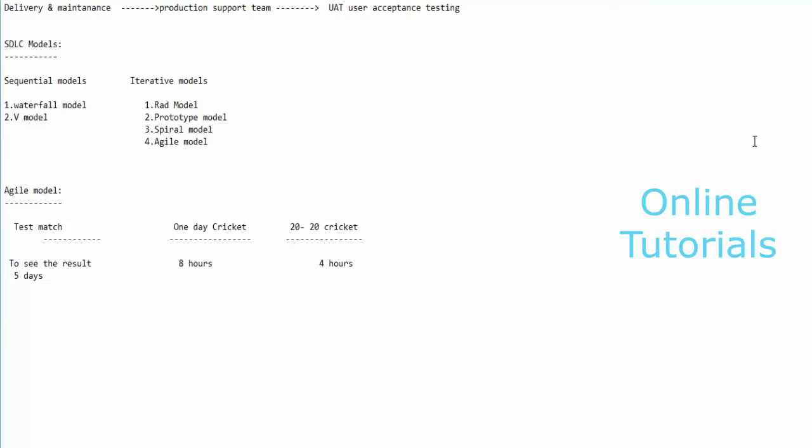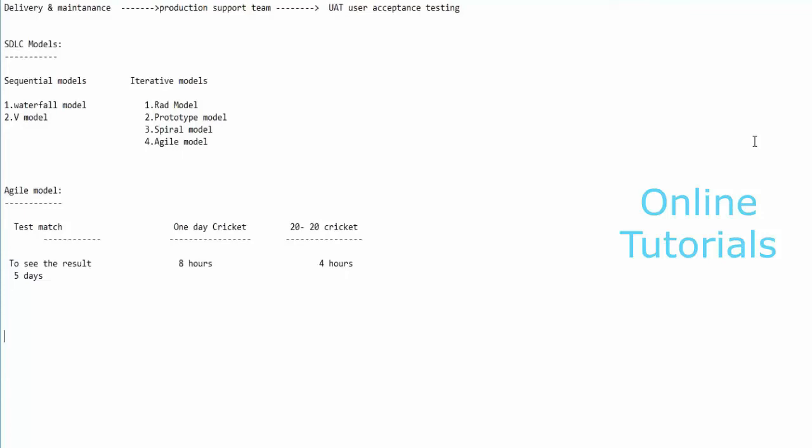I'm repeating one more time. In the waterfall model or V model, the customer sees the result only after completion of the total project. At that point, the customer has been paying money and seeing no result. After completion, they show the application, and if he feels, I didn't expect the application like this, I need it some other way, then it is a waste of time and a waste of money. That is the thing related to the test match.